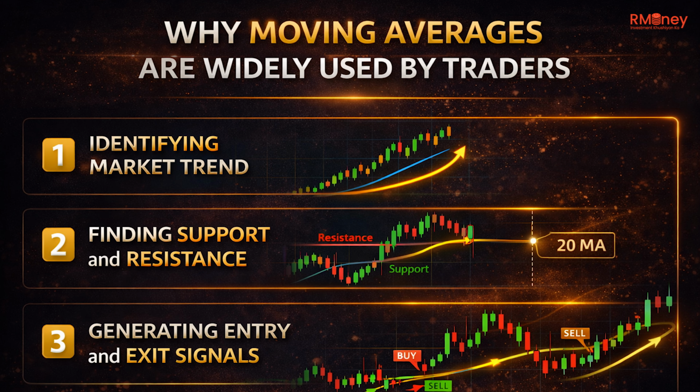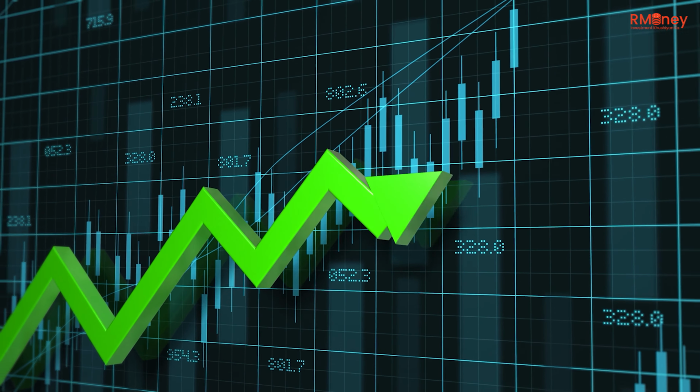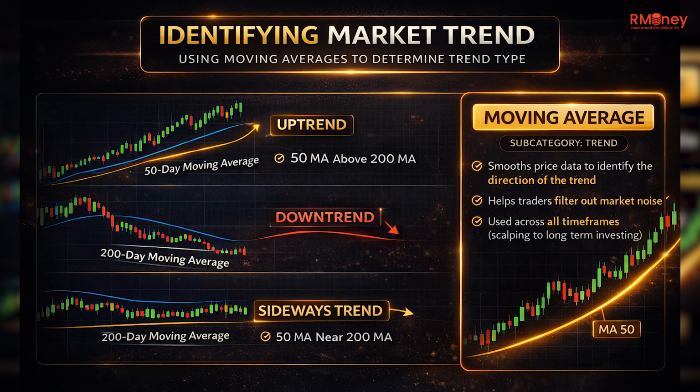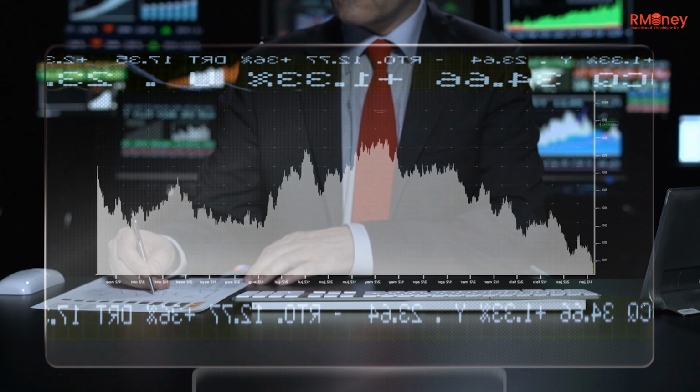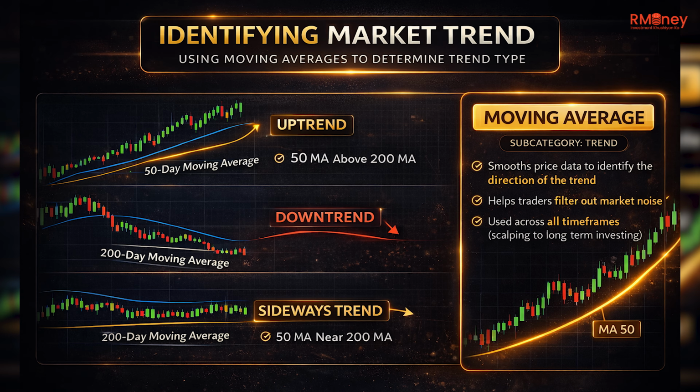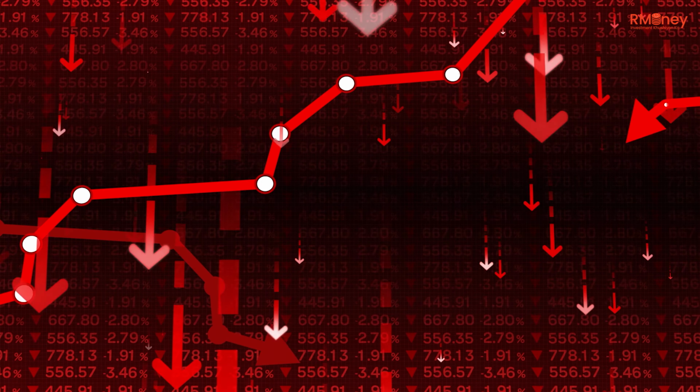Now here are three main reasons why traders use moving average. The first one is to identify the market trend, second is to find support and resistance, and third is to identify entry and exit signals. When the price is trading above the moving average, it is considered bullish sentiment, which means that buyers are controlling the market. And when the price is trading below the moving average, it indicates bearish sentiment, which means sellers are in control.